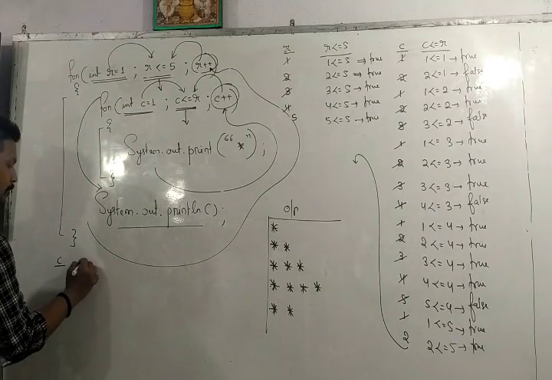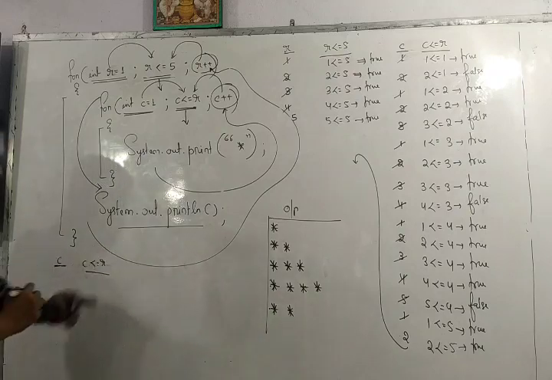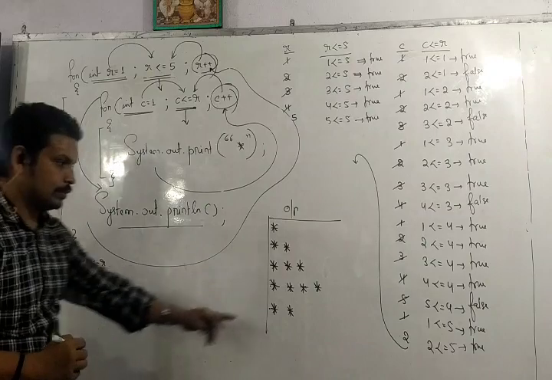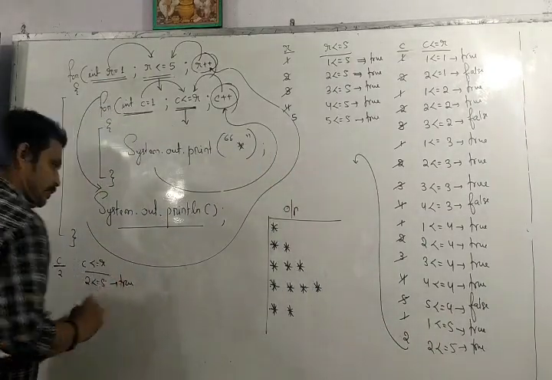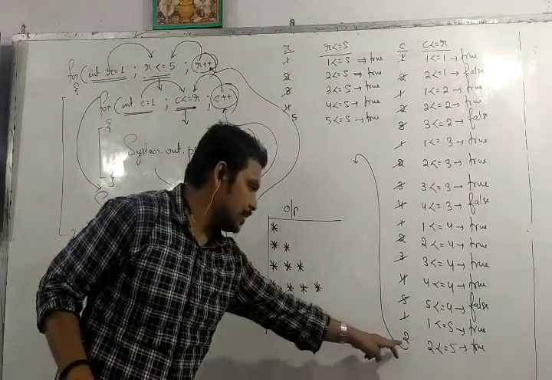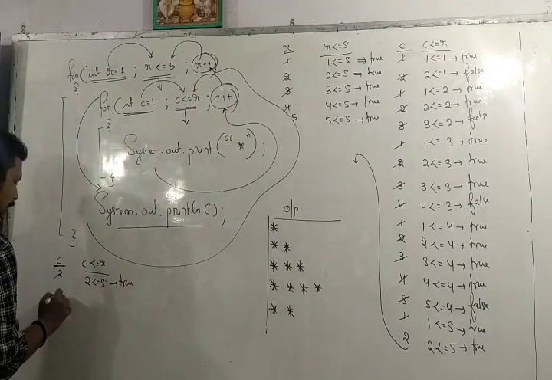C and C less than equal to R. What is the value of C there? 2. 2 less than equal to 5 and it was true. Okay, so when C is equal to 1, star got printed. When C is equal to 2, star got printed. Then C plus plus means it will become 3.